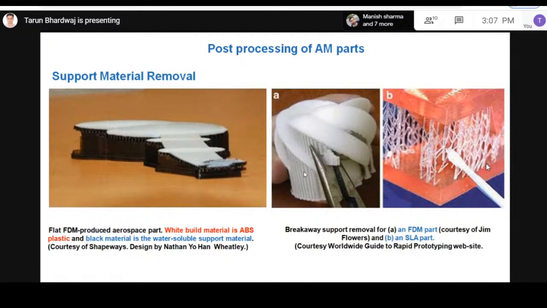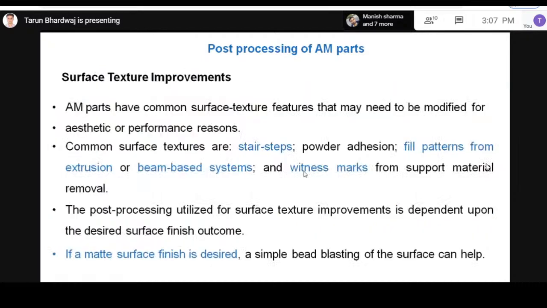And when we talk about surface structure improvement, AM parts have common surface structure features that may need to be modified for aesthetic or performance reasons. Common surface structures are stair steps, powder adhesion, patterns from the extrusion or beam based system, or witness marks. So we can improve the surface structures, and the post processing utilized for surface texture improvement depends upon the desired surface finish outcome.